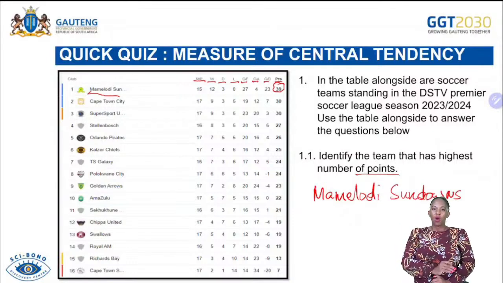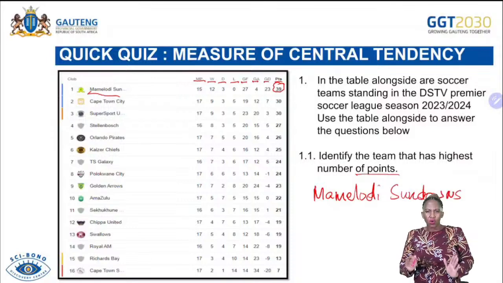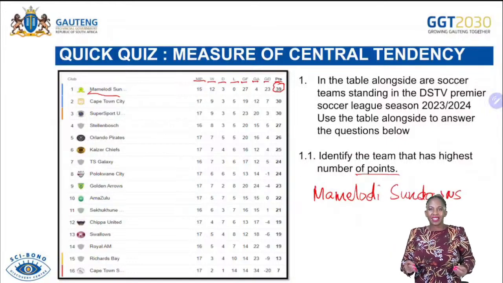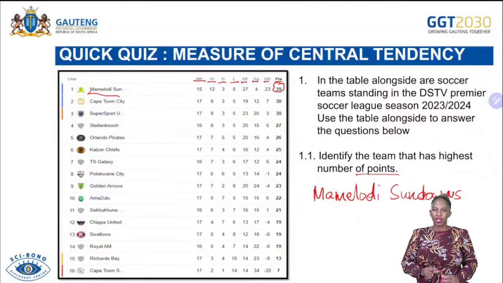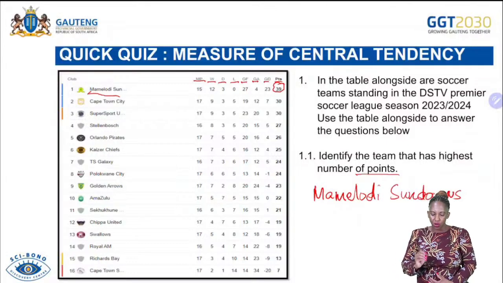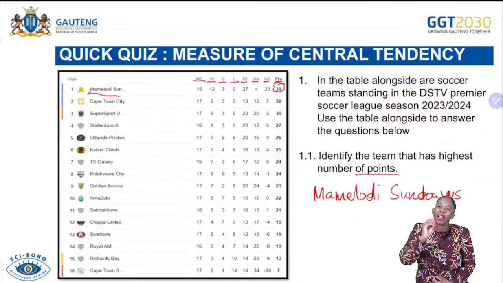Don't just answer without reading the question thoroughly and understanding it. Look at the question. Where is it based? Is it based on the goal against or goal difference, or on the matches played, or win, draw or lose? So you don't just select the number. You select the answer based on the question. They wanted the team that has got the highest points, which is Mamelodi Sundowns. And they said identify the team.